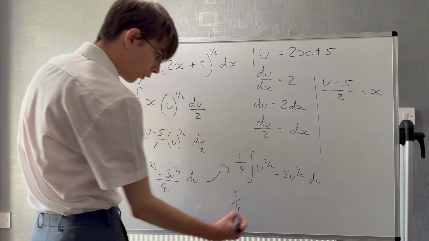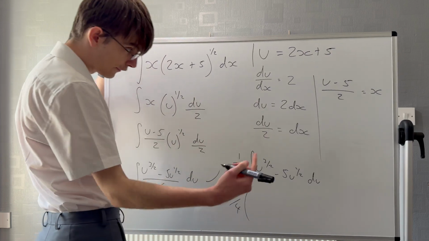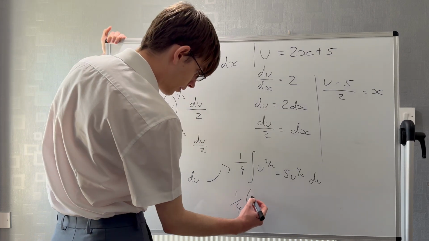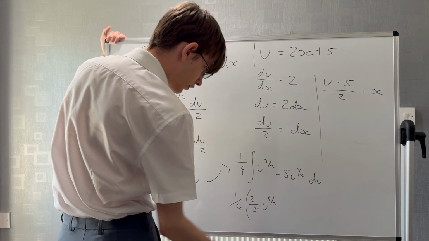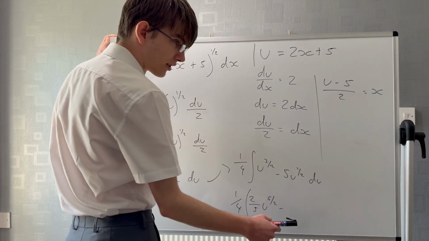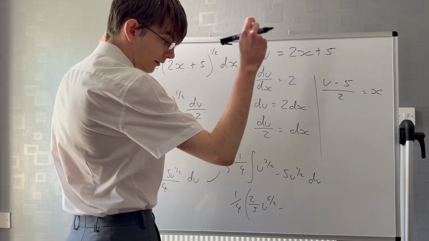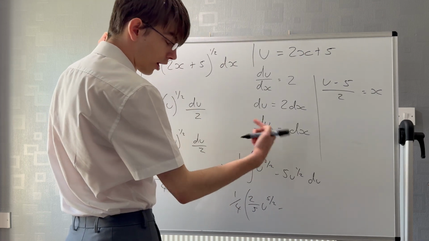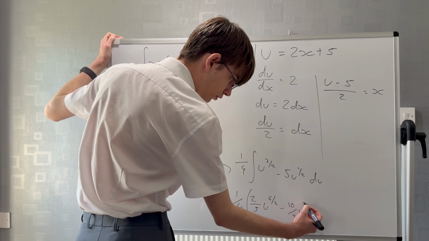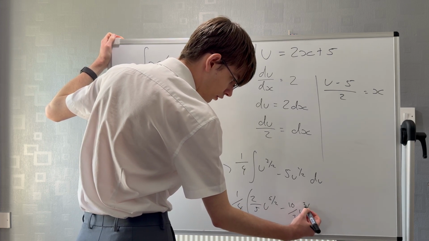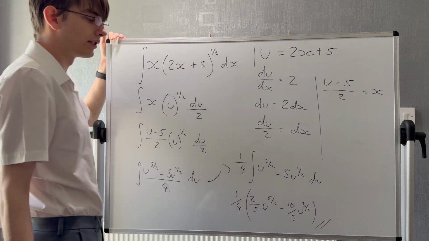That is just going to be 1/4 times, add 1 to the power, 3 over 2 plus 1 is 5 over 2, divide by that power, so I get 2 over 5 u to the 5 over 2, minus, add 1 to that is 3 over 2, so divide by that is going to be 2 over 3 times 5, which is 10 over 3 u to the 3 over 2. And that there is our final answer.